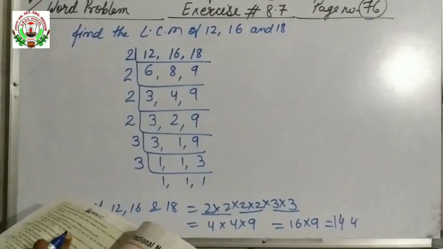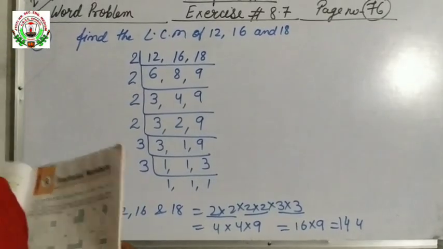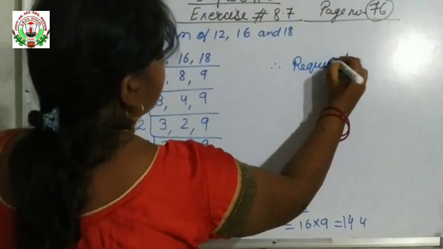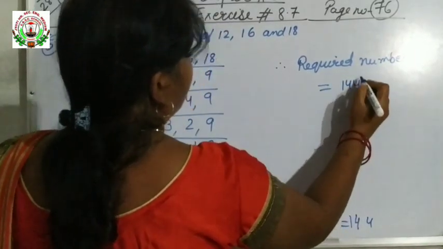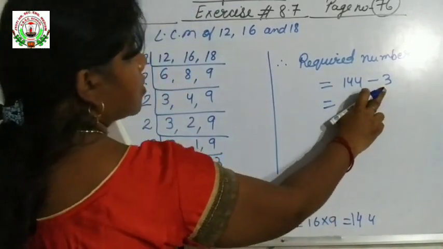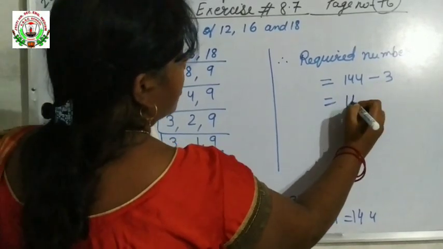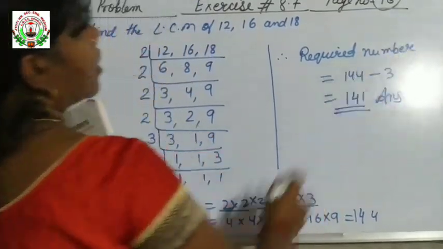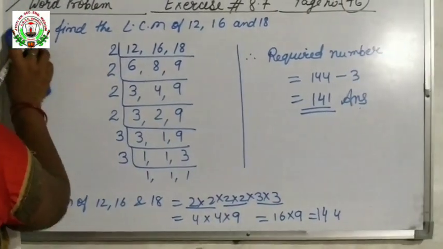Now next it is given when increased by 3. So what we will do here, we will subtract 3. We will write here the required number. Therefore the required number is 144 minus 3. This 3 is given in the question. Question is when it is increased by 3. So we will subtract here and get 141. We will get the answer. So 141 is the required number. Understood? Now next question we will see, that is question number 6.